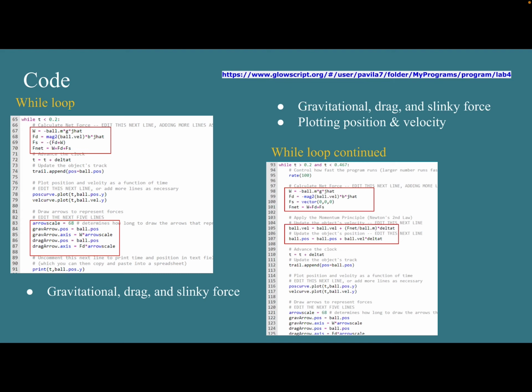In the second while loop, I calculated the net force again, but this time it's after the 0.2 seconds. The calculation is the same, except this time the slinky tension force is 0 because the slinky is fully compressed. So the slinky is not exerting any force toward the system. Additionally, I used position update and velocity update equations to plot the location of the slinky.